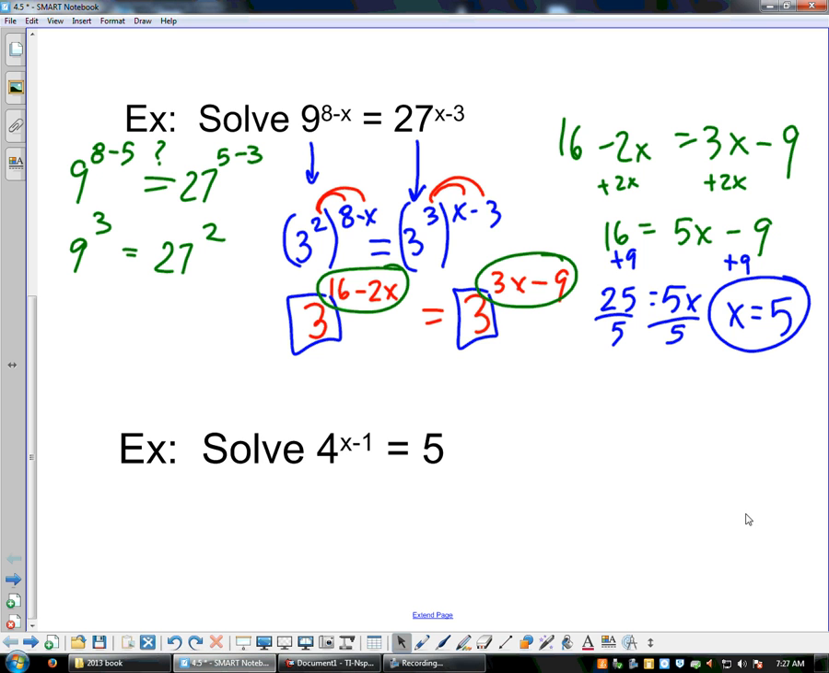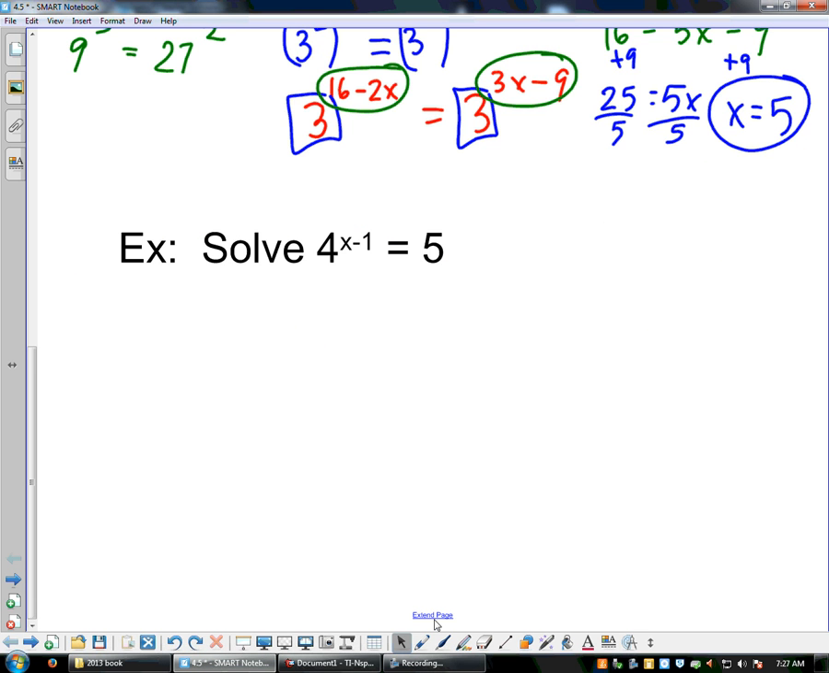All right, let's take a look at another example. This one says solve 4 raised to the x minus 1 equaling 5. Now here, these bases are not the same, so it's not going to be a simple task to try and get the bases to be equal to each other. So what we're going to do for this problem is we are going to rewrite it in logarithmic form. Remember, this is an exponential equation, and it's in exponential form right now, so let's rewrite this equation in log form.